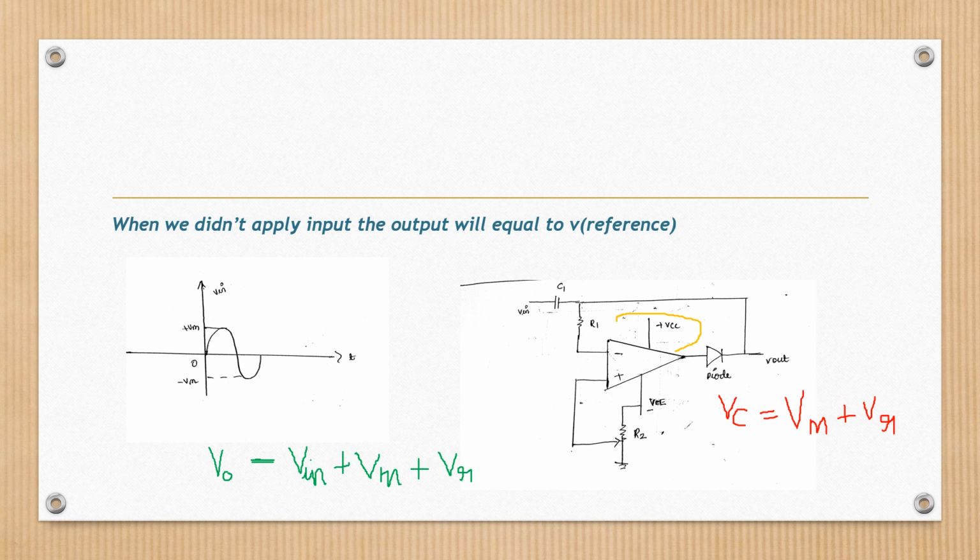So now I apply the positive half cycle. When I apply the positive half cycle to the clamper circuit, the diode acts as an open switch, so it will not conduct. The Vout of the circuit is equal to Vin plus Vm plus V reference.